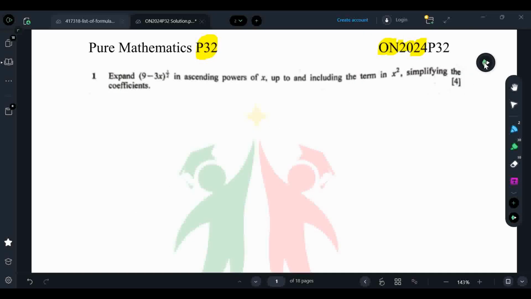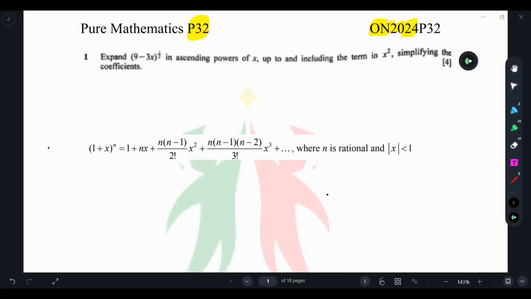So this one is a binomial expansion, but first of all, let's have a look at the binomial expansion formula. This is the formula for the binomial expansion, but the important thing is that the first term should be 1. So first of all we have to make it 1, and then we can use this formula. So how can we make it 1? We can just take 9 as common. So this will be 9 times (1 minus 3 by 9 x) whole power 1 by 2.